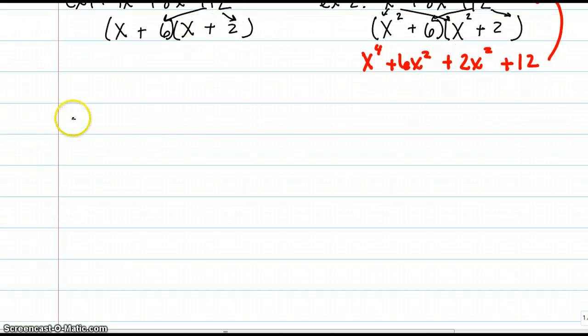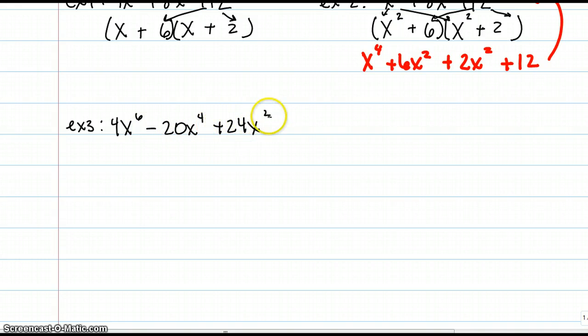Here's the next example. Example 3, 4x to the 6th minus 20x to the 4th plus 24x squared. Now remember, anytime we're doing any type of factoring problem, we need to look for the greatest common factor. So I start with the numbers. I have 4, 20, and 24. I can divide all of those by 4. And now I need to divide by as many x's as possible. So I have x to the 6th, x to the 4th, and x squared. So that means that the maximum I can take out from each is 4x squared.